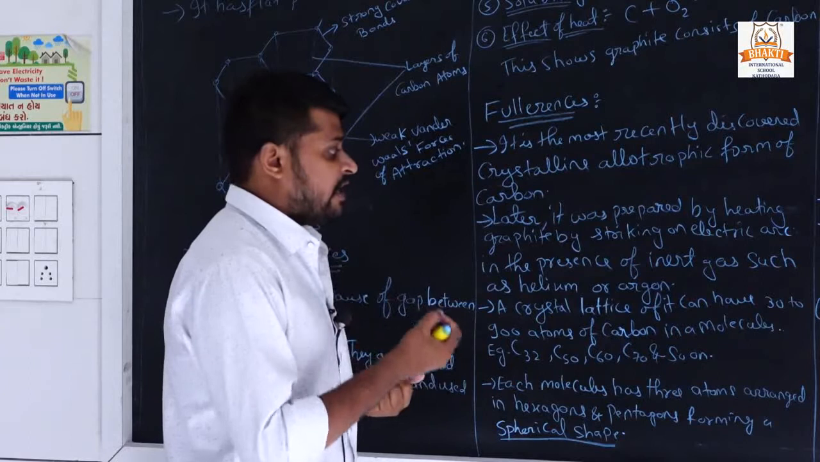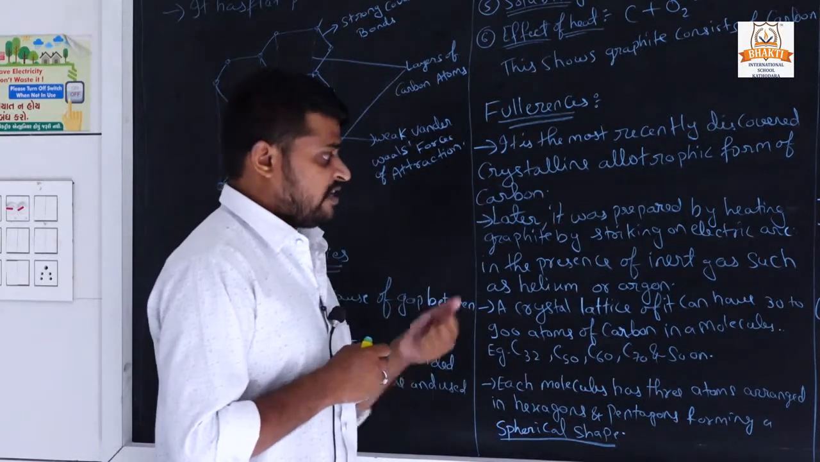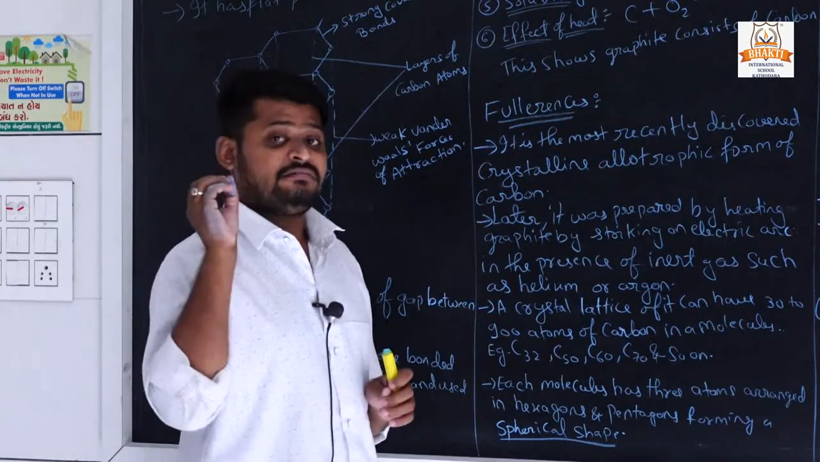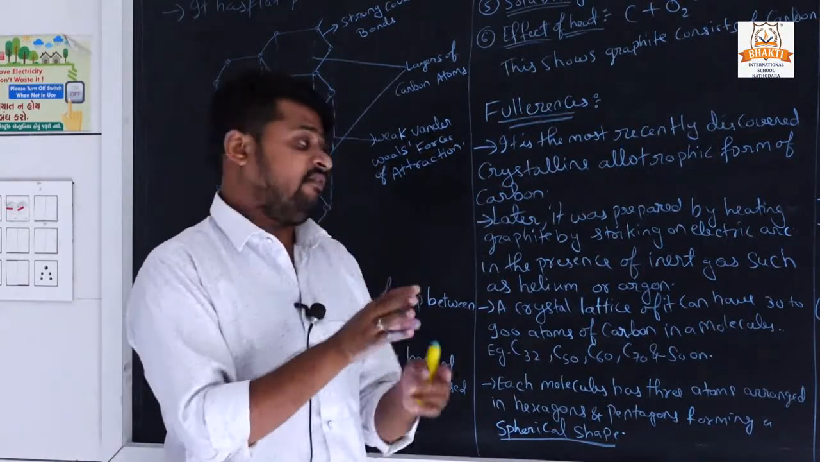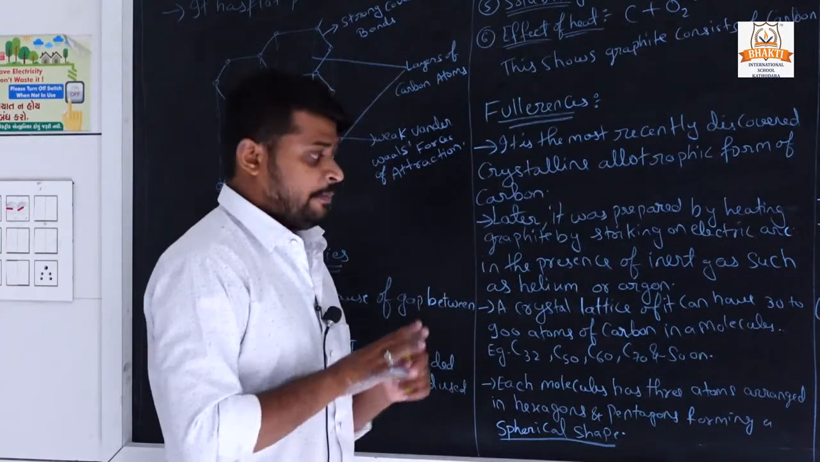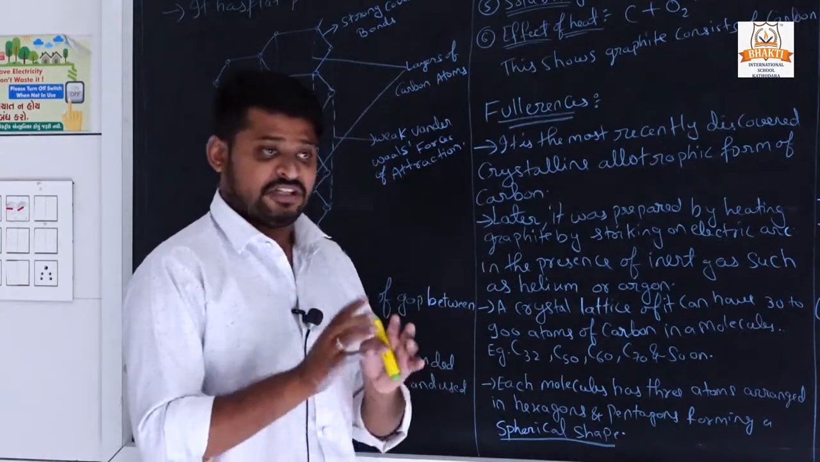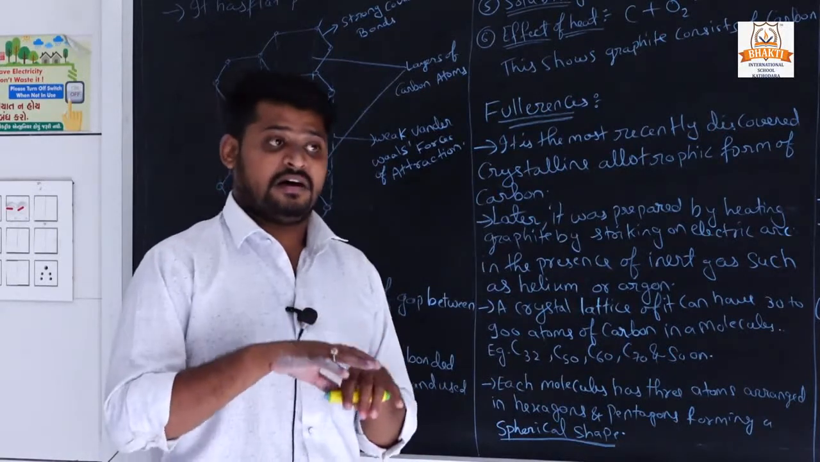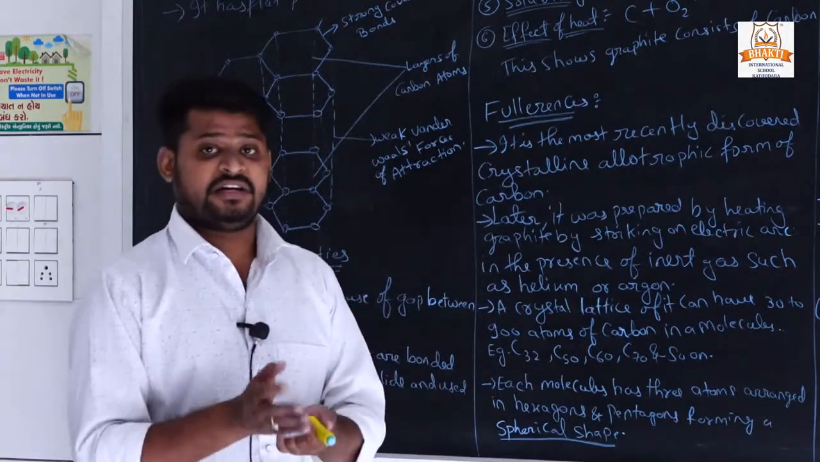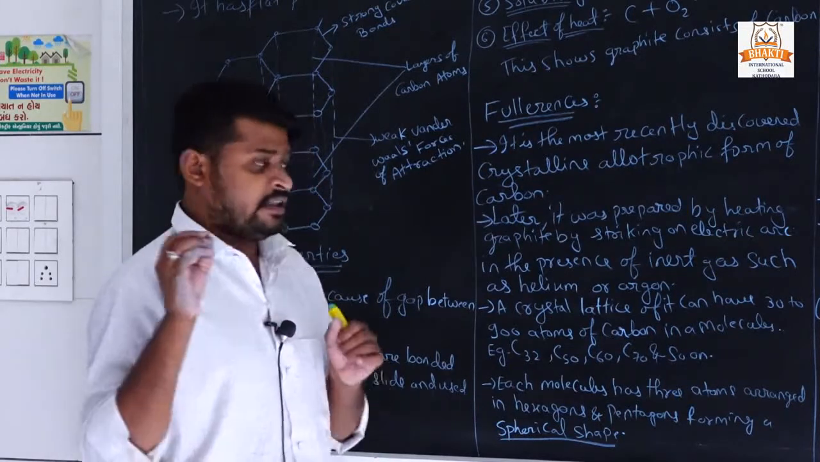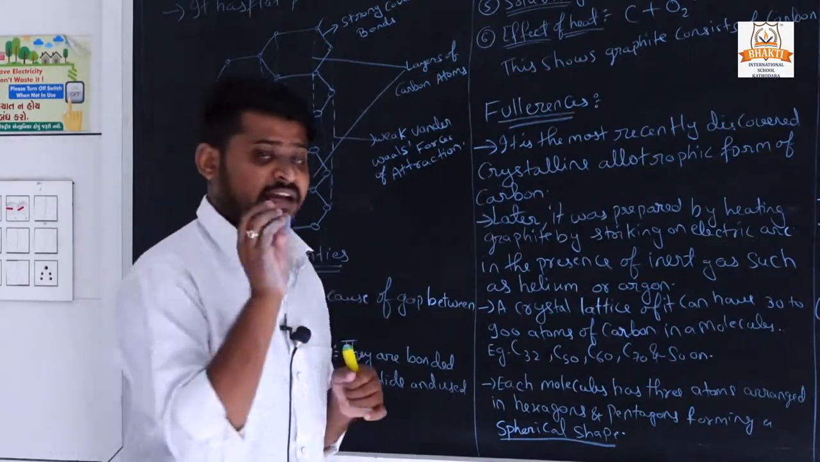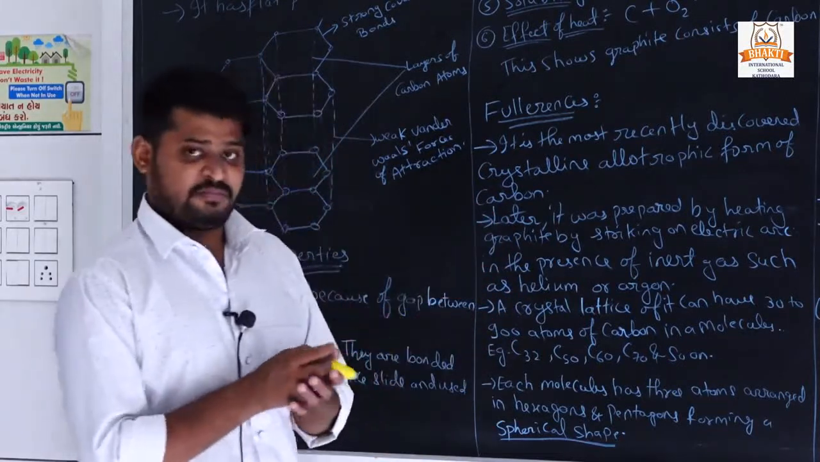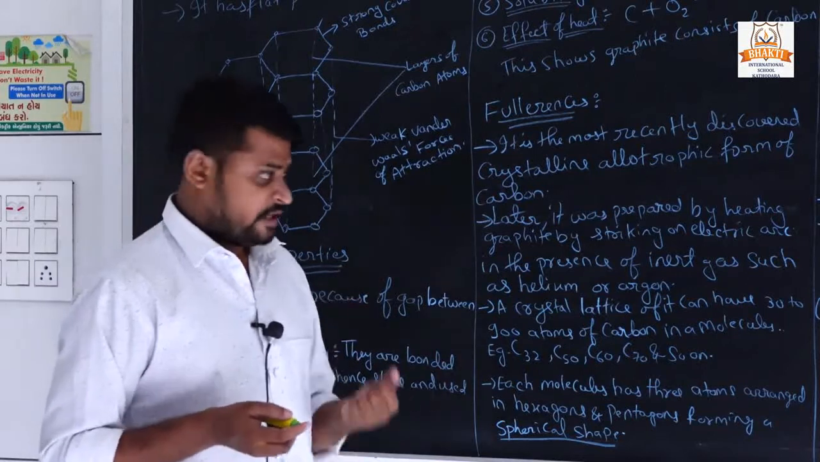That is, when we heat the graphite by striking it on an electric arc in the presence of inert gas. What is inert gas? Like helium and argon. Elements that have completed their octet are called inert gases. When in the presence of inert gas we strike and heat the graphite, we obtain fullerenes. So by this process we obtain fullerenes.